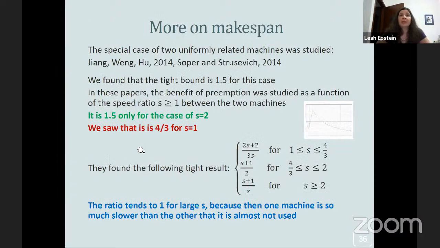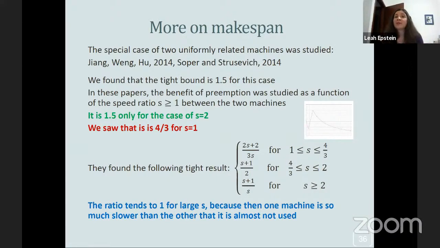And let me say something else on Makespan. For two machines, I said that the tight bound is 1.5, but of course you could try to find the tight bound as a function of the speed ratio and not just to say that it is 1.5 or 4/3 for equal speeds. What about other speeds? So here is a result proved independently by two groups, Django and Ho, and Soper and Strusevich, showing that tight bounds on the power or benefit of preemption can be obtained.